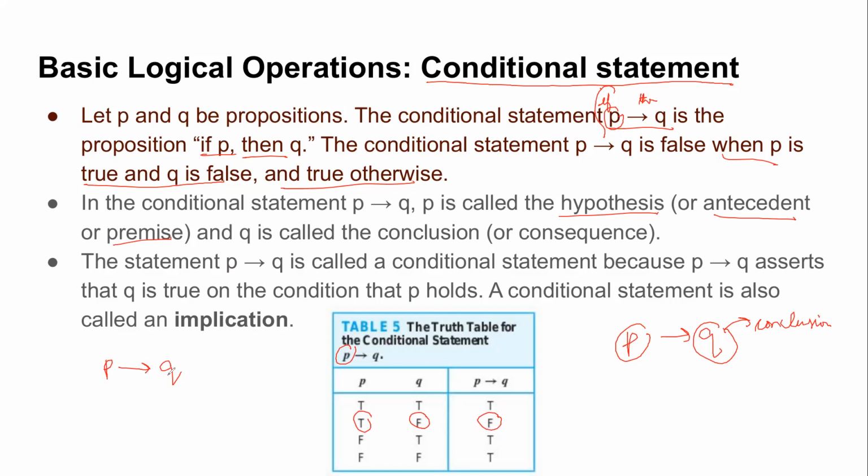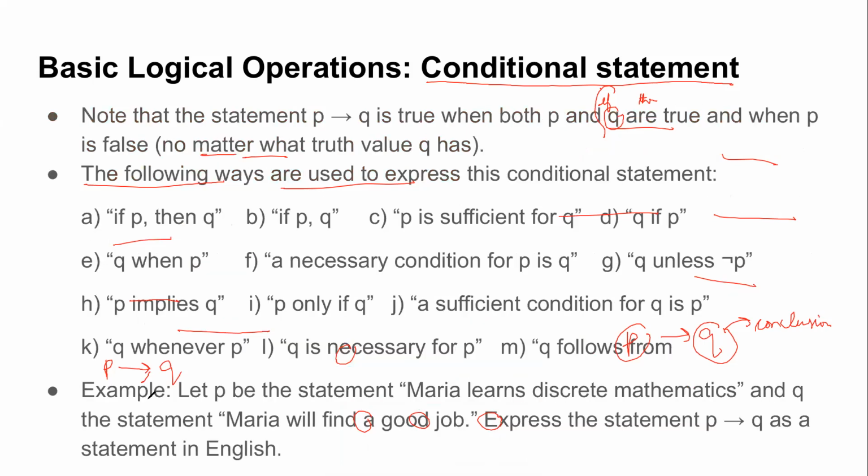In general, whenever we discuss P implies Q, it is actually to assert the fact that Q is true whenever the condition P holds. So your condition Q is true whenever your hypothesis P holds. Often it's also known as implication, that P implies Q. So this is what you call the conditional statement.